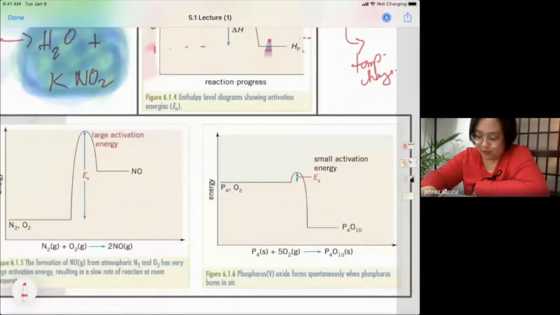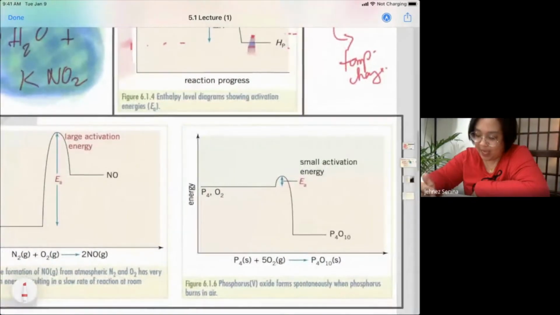If you compare these two, so this is phosphorus oxide. Look at this. It forms spontaneously when phosphorus... Wait.